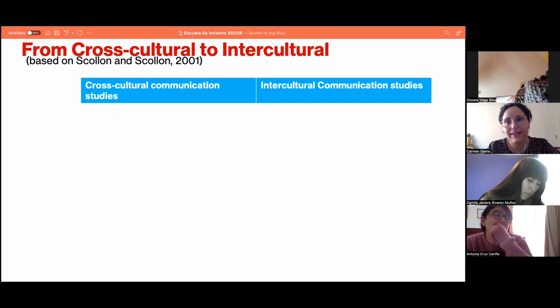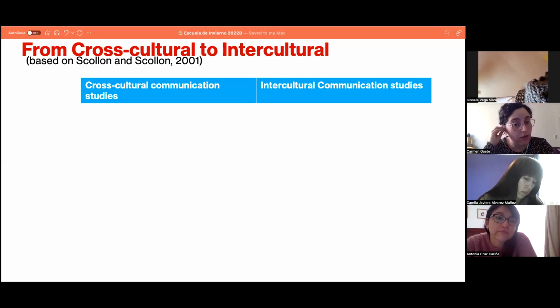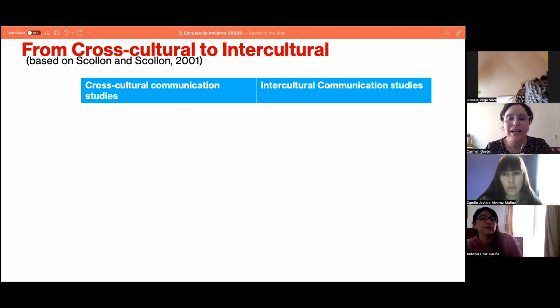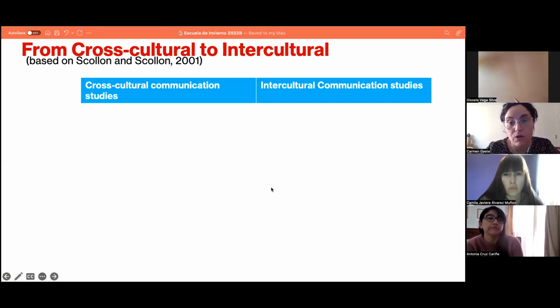So the limits and the boundaries between one culture and the other one were very clear and basically based on nationalities rather than other aspects of cultural identity, as we're going to see today. So we're going to start by establishing the differences between cross-cultural communication and intercultural communication, and how scholars have approached these two different areas of culture.